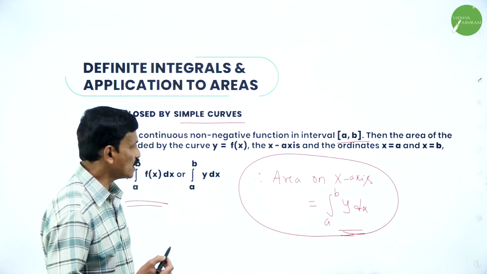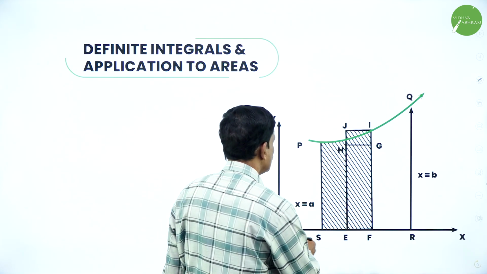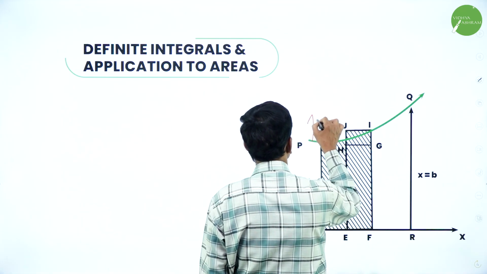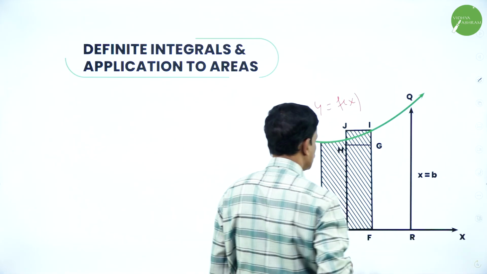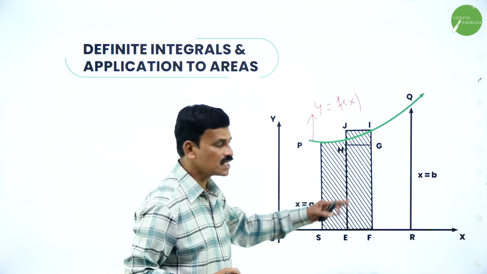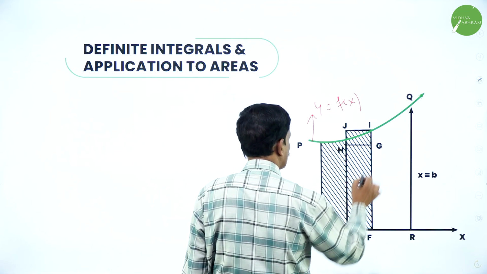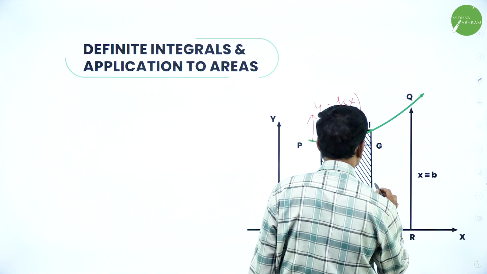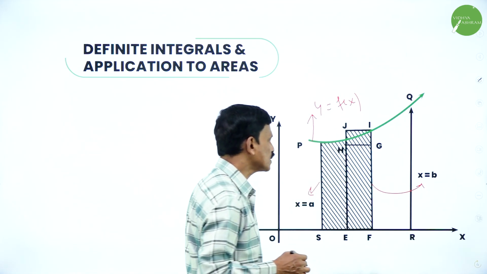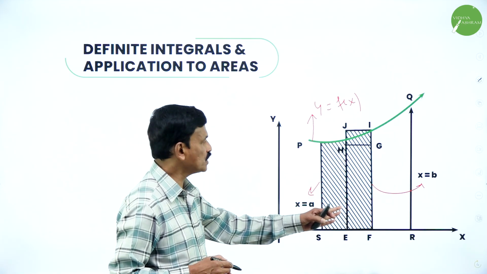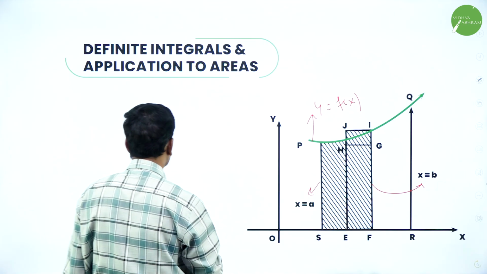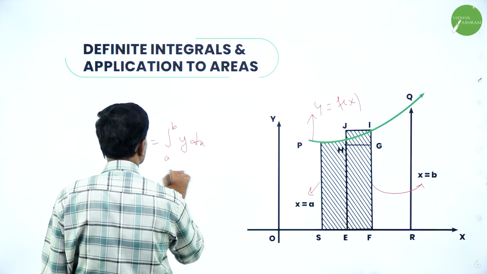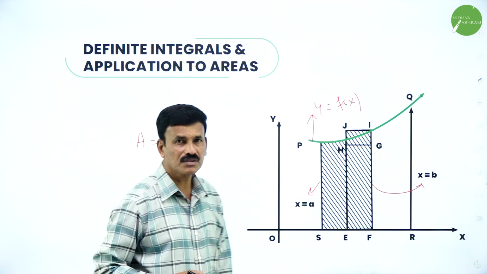Now, how does the curve look? The curve will be like this. This is the curve y is equal to f of x, bounded by the curve on the x-axis. These are the ordinates, x is equal to a and x is equal to b. Then the area of this shaded portion is calculated using the formula: area is equal to integral a to b y dx. So, this will give the area of the curve.